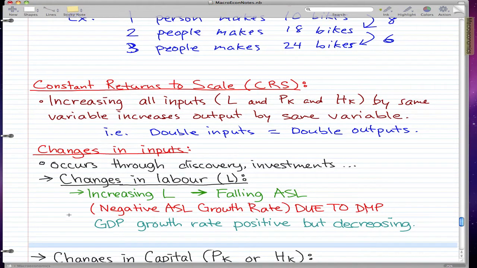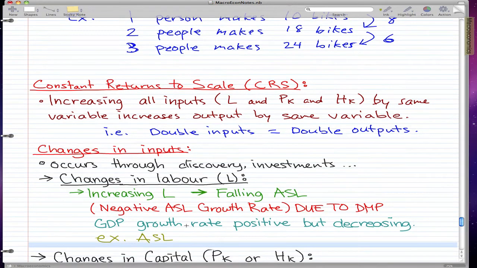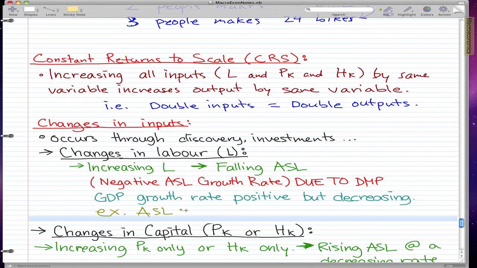For example, let's say our GDP growth rate is 10%, and this is after we increased labor. So this slowed down our growth rate, and we subtract 20%, the growth rate of the population, which grows fast. If we take 10 minus 20, then we have minus 10%. So the GDP growth rate is positive, but it's slowed and decreasing because there are more people making bikes, and that's less efficient.